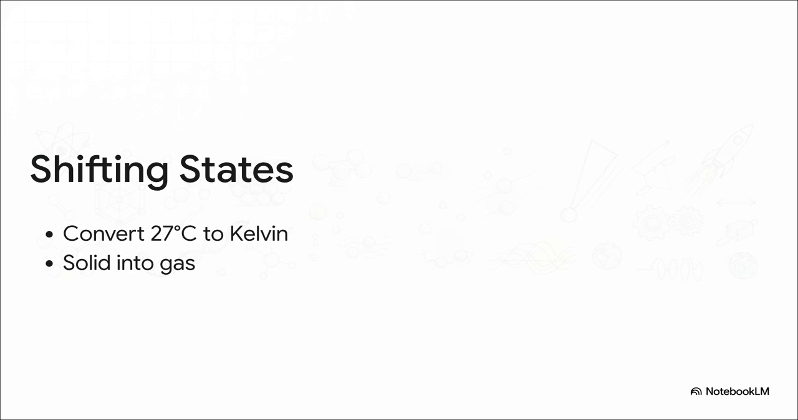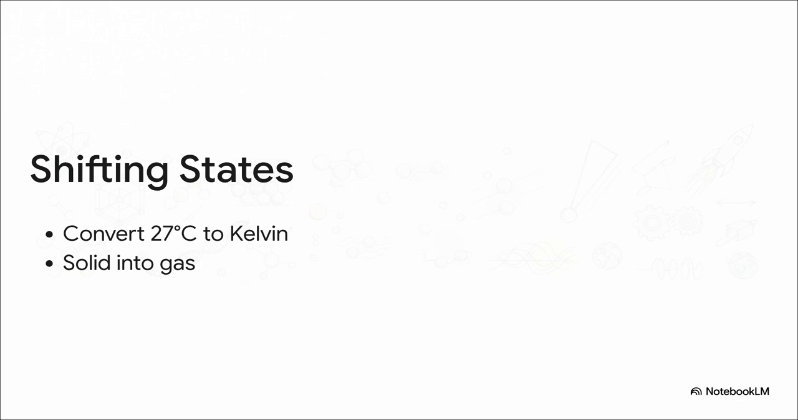But here's the thing. Matter isn't just stuck in one state. It shifts based on temperature, which brings us to two great concepts from the source material. First, measuring that temperature. To convert our everyday 27 degrees Celsius into the scientific Kelvin scale, we just add 273. So 27 degrees Celsius is a nice round 300 Kelvin.